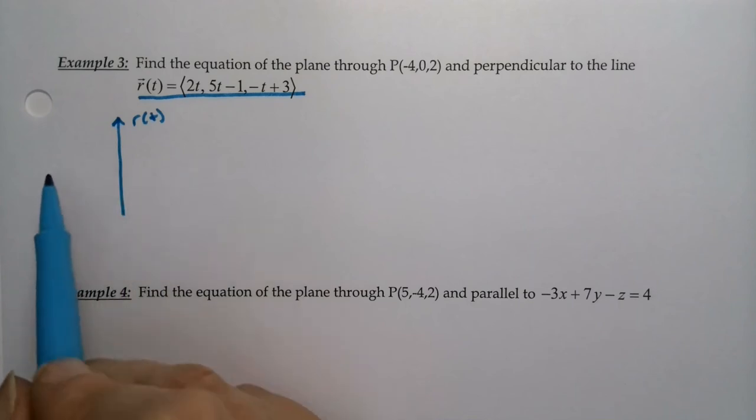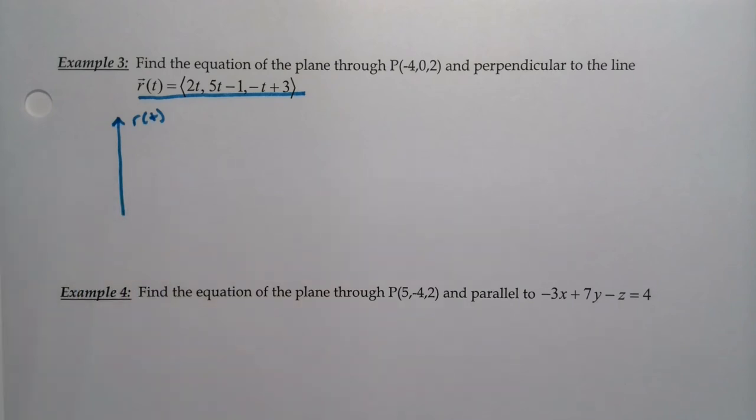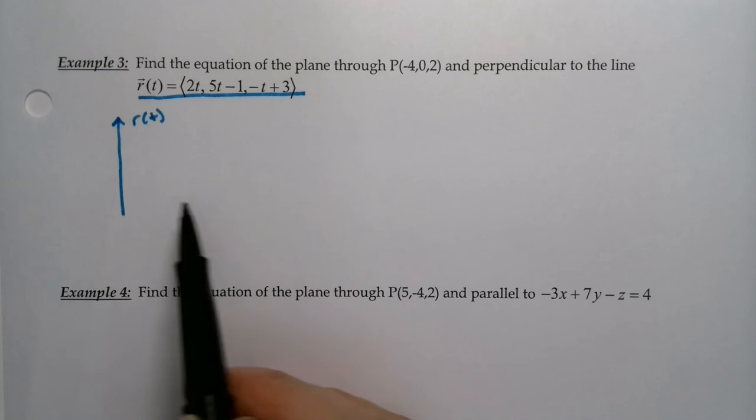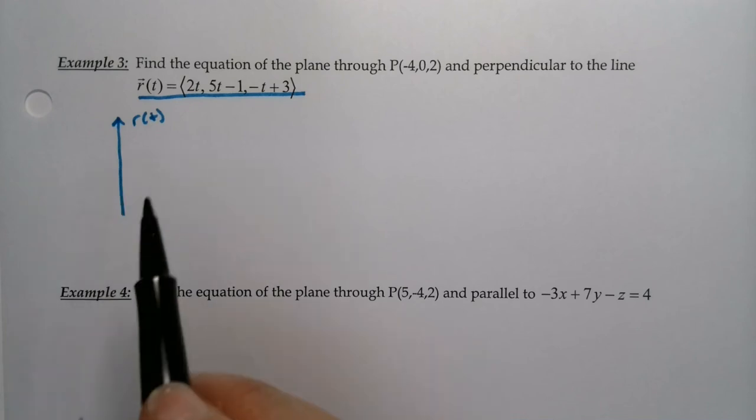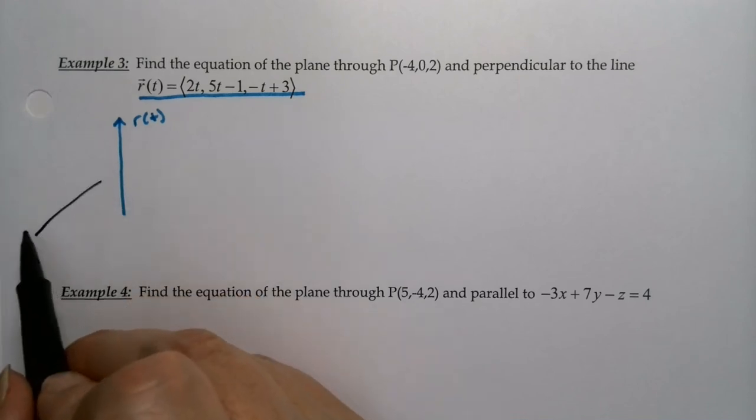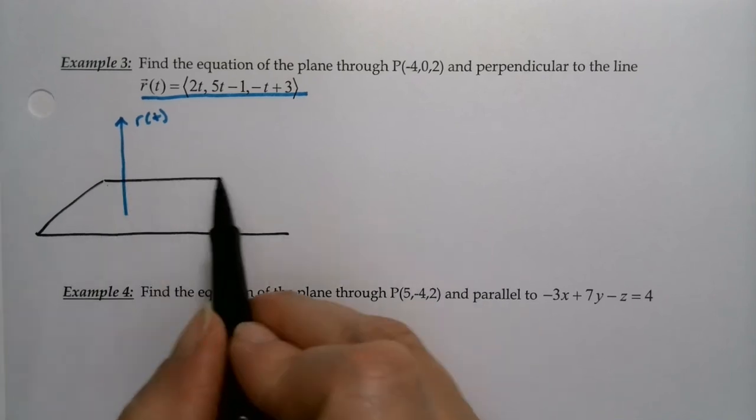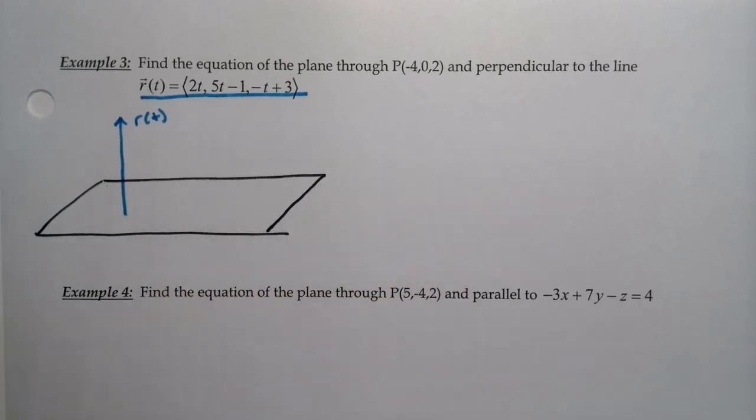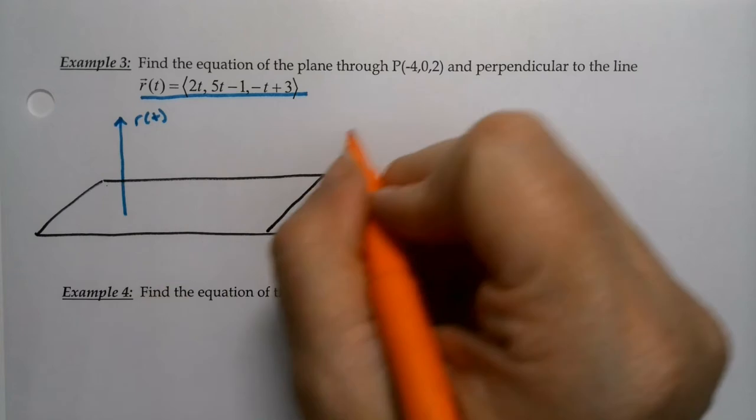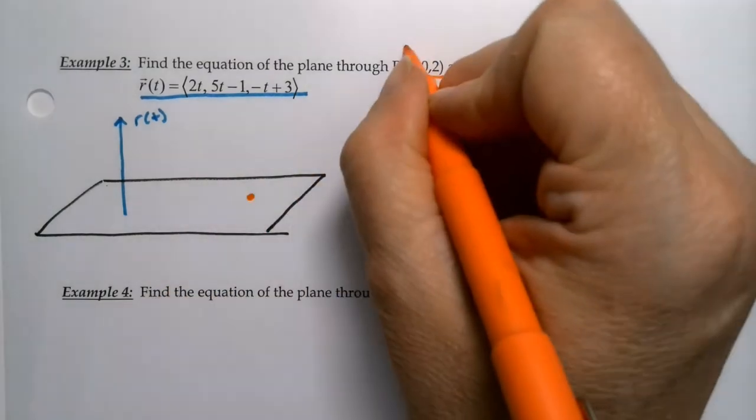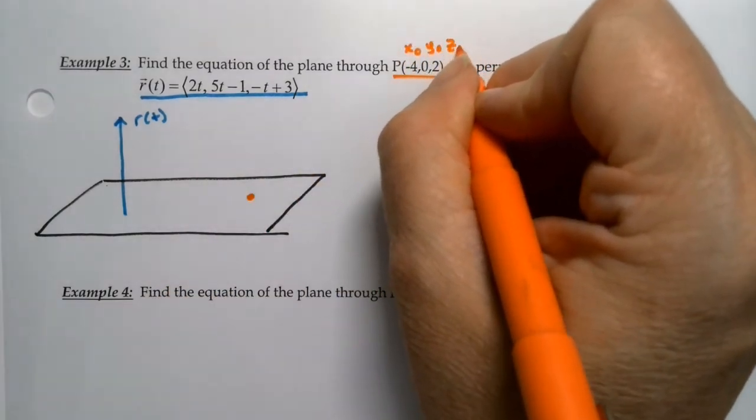There are lots of planes that would be perpendicular to that, right? So there are infinitely many planes that would be perpendicular to it. And we want the one that contains the point P. I probably drew that too large, but here's point P right here, which of course is (x0, y0, z0).